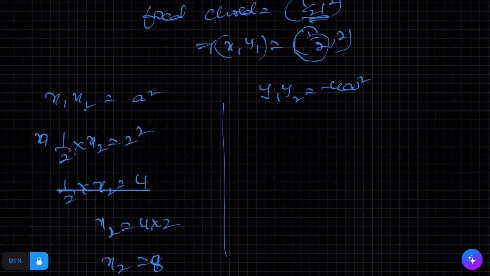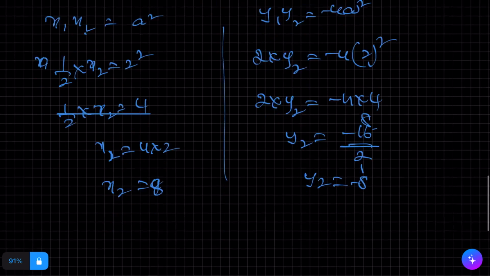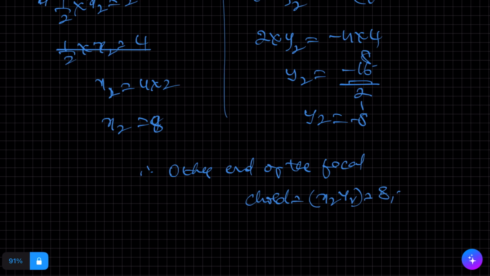Now let's go for the second condition. The value of y1 is 2, so 2 into y2 equal to minus 4 into the value of a is 2, so we'll take 2 square here. So 2 into y2 equal to minus 4 into 4. So y2 equal to minus 16 by 2, so y2 equal to minus 8. Therefore the other end of the focal chord, that is (x2, y2), is (8, minus 8).